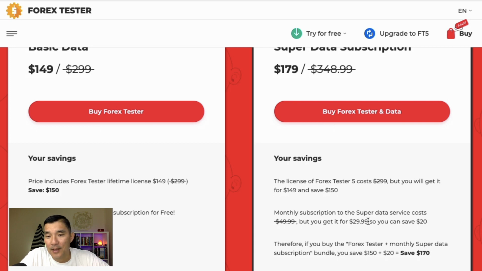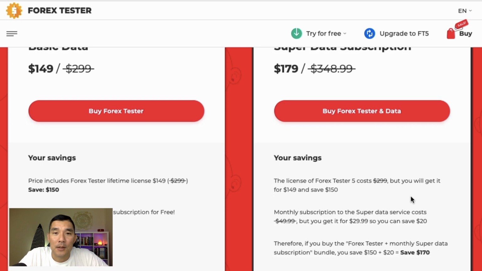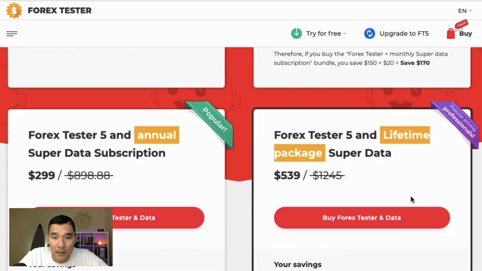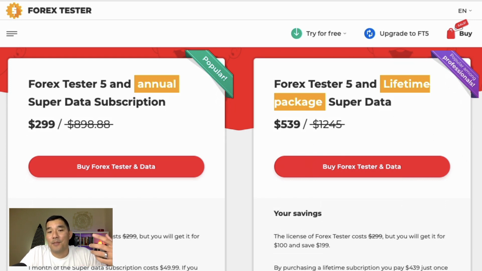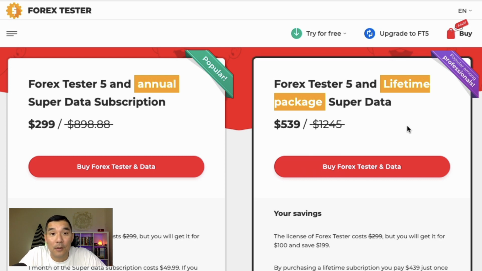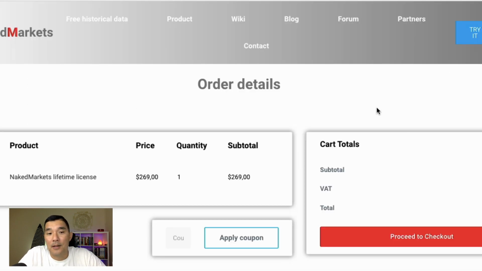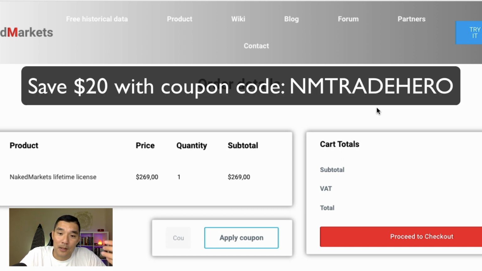Yeah, so $29.99 is the monthly subscription to get updated data. If you want to get the lifetime data, I think the package is like, yeah, here you go, $539, right? So essentially to get the software plus lifetime data updates is going to be $539. With NakedMarkets, there is the lifetime data updates for free. They're included in the software. So that makes a huge difference in terms of costs.